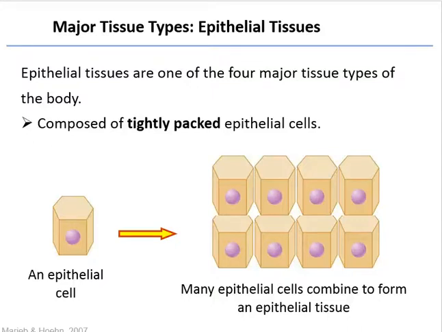Epithelial tissues are composed of tightly packed cells, and we're showing that here. So here's an individual epithelial cell, nucleus, and the rest of the cell, the cytoplasm, and the other organelles. Combine a number of these epithelial cells together, and you have an epithelial tissue.